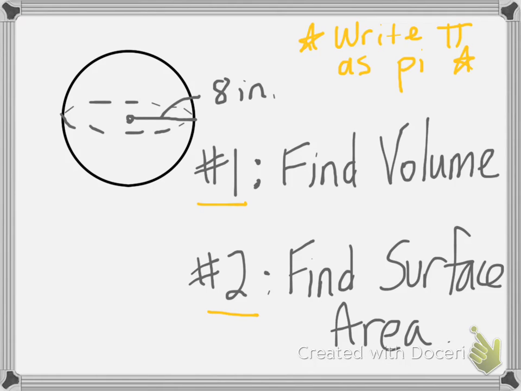So in the Google form, I want you to find, for number 1, the volume of the sphere, and then I want you in number 2 to find the surface area. Because you can't type the symbol for pi like this, okay, please write pi in your answer as P-I, not P-I-E, P-I.